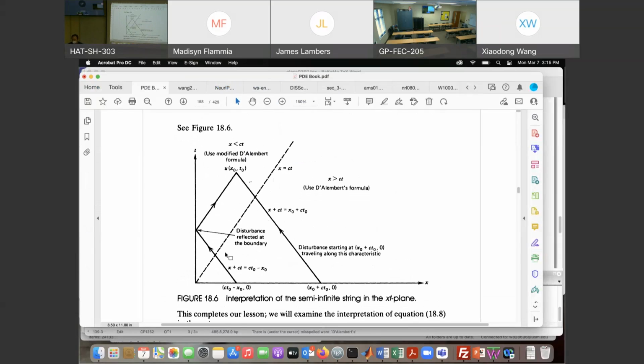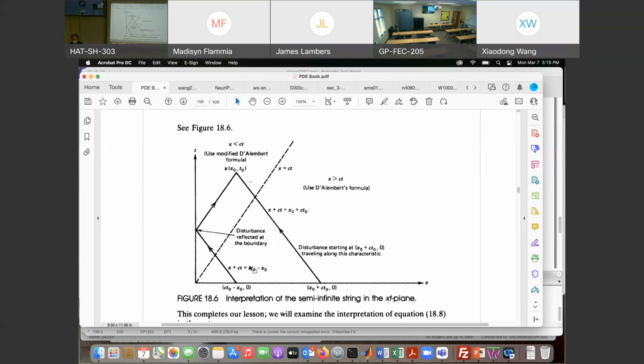So here's the dividing line where x is equal to ct. When x is greater than or equal to ct, so over here, you just use the old solution formula, the Lambert one, because notice that this region out here has nothing to do with the boundary. When x is less than ct, we're over here, and the alternative formula is used.